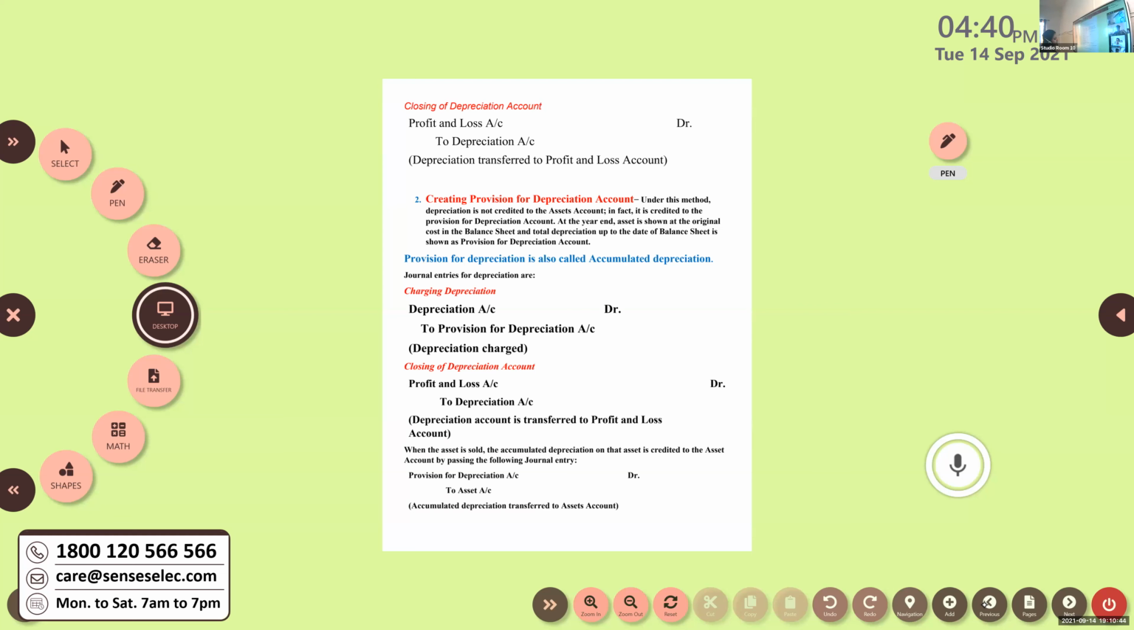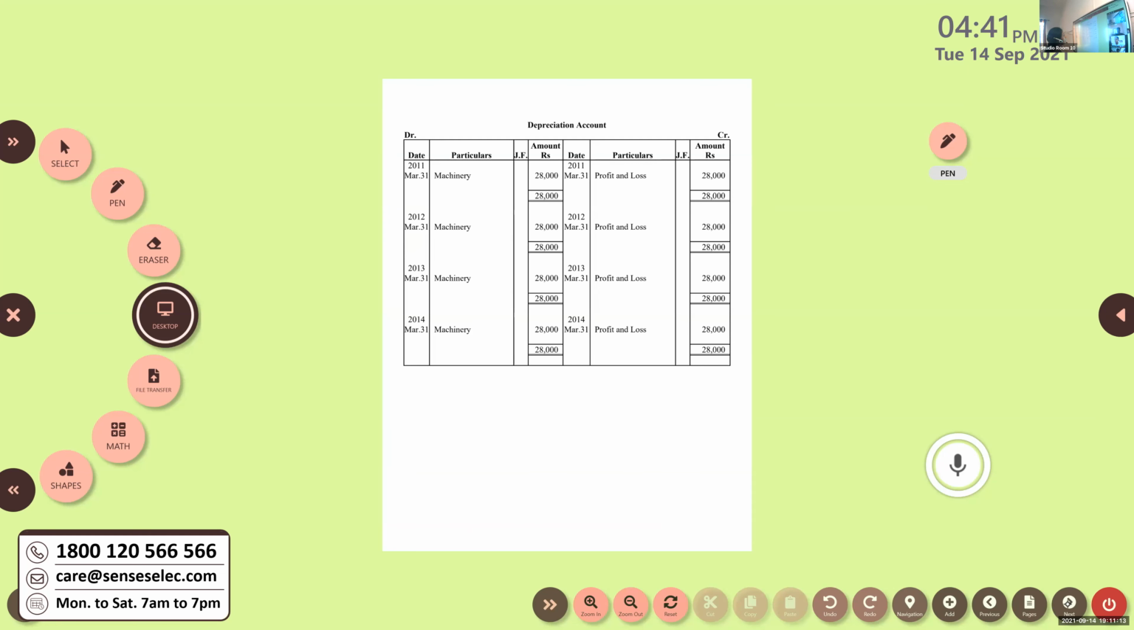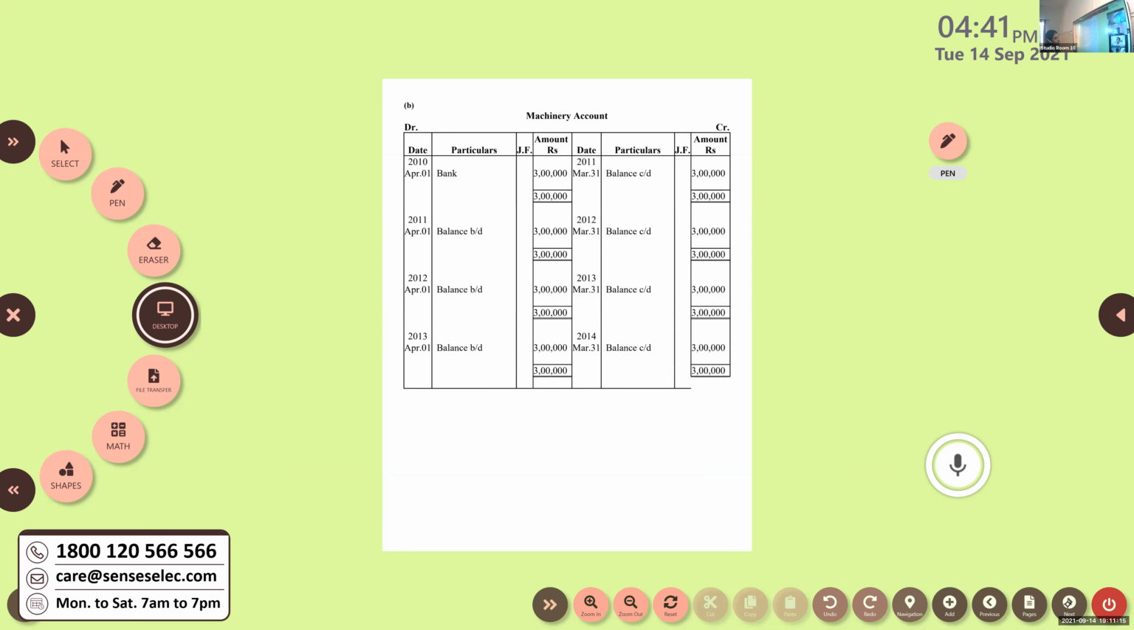Journal entry is, what is the first journal entry? Depreciation account debtor, provision for depreciation account. That is the first journal entry. Next one is profit and loss account debtor to depreciation. So do you find anything related to asset here? Is there any change taking place to asset? No, we are not charging this depreciation to the asset. So the value of asset remains the same.